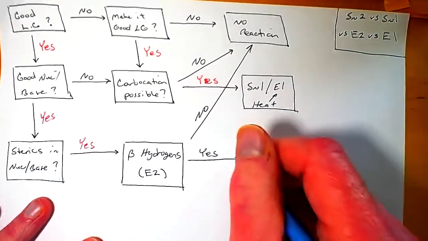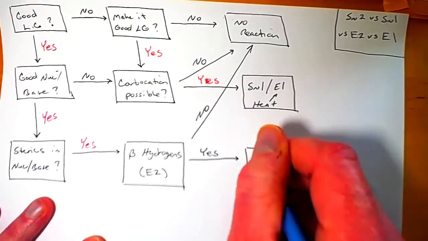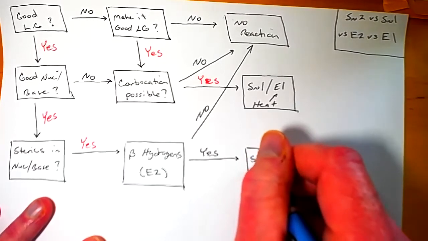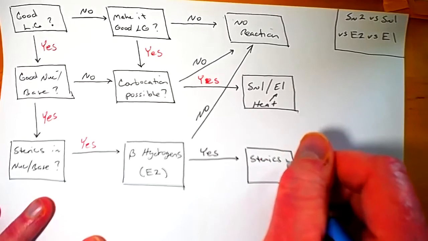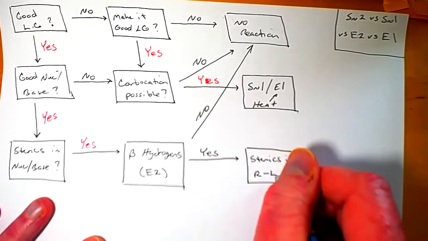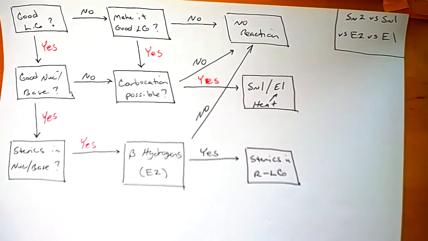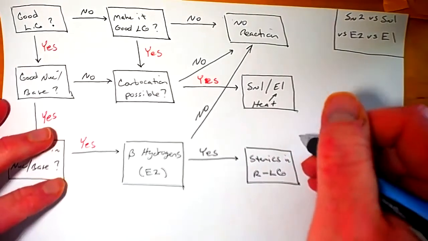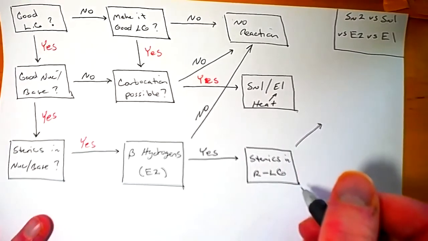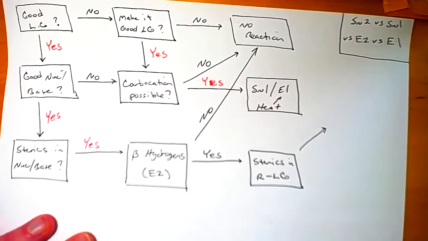Then the very next thing that you're asking is, are there sterics in the system with the leaving group, in the substrate, as well? Well, if there's sterics in the substrate, the thing attached to the leaving group, yes.